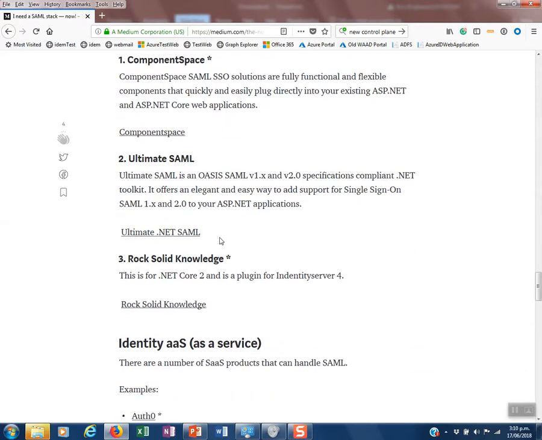We've also got Rock Solid Knowledge. They have a SAML stack that is designed for Identity Server 4. So that means it runs on .NET Core. I've used it. It's pretty good, but it is only at the moment for an SP, not for an IDP. So that's a really high level overview.